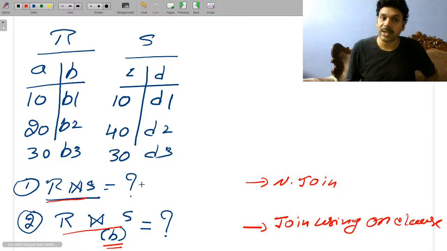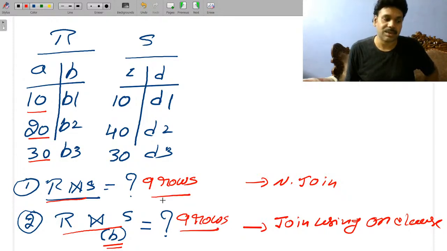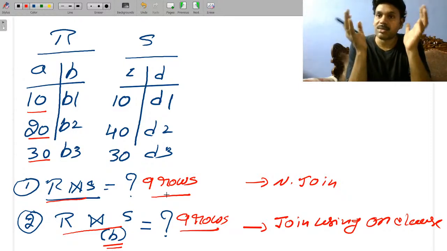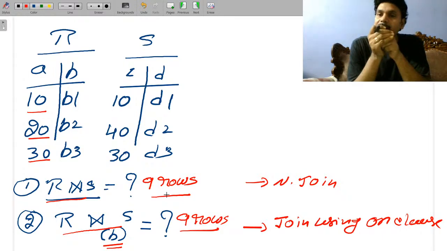R natural join S, how many rows? 1, 2, 3. It's nothing but 3 into 3. We are going to get 9 rows. And R mapping with B is also giving you how many rows? 9 rows. Why 9 rows? Because there is no common column available.